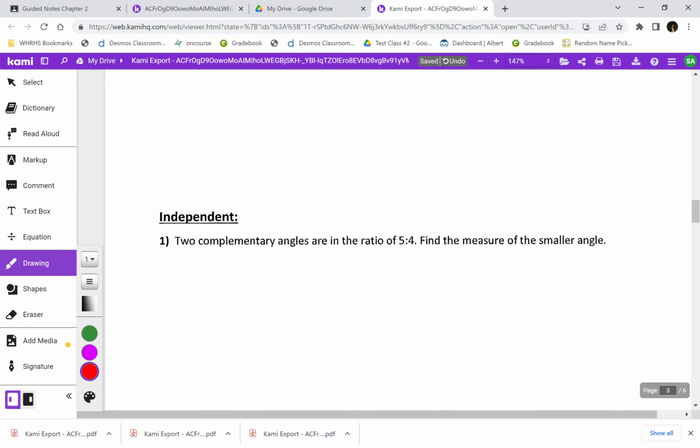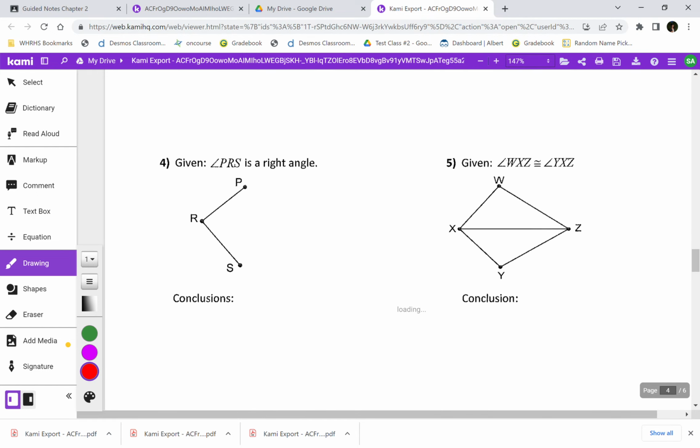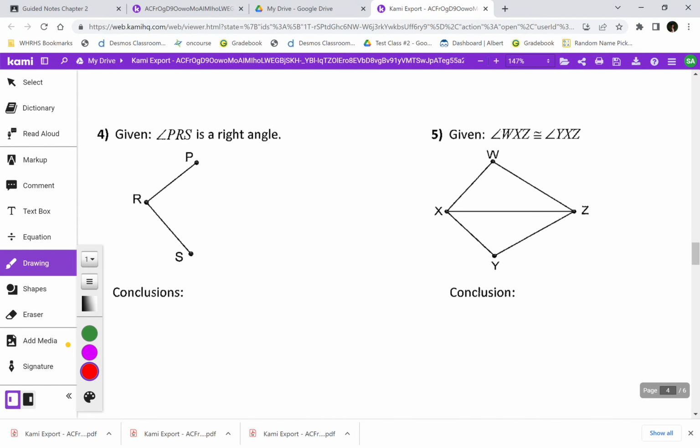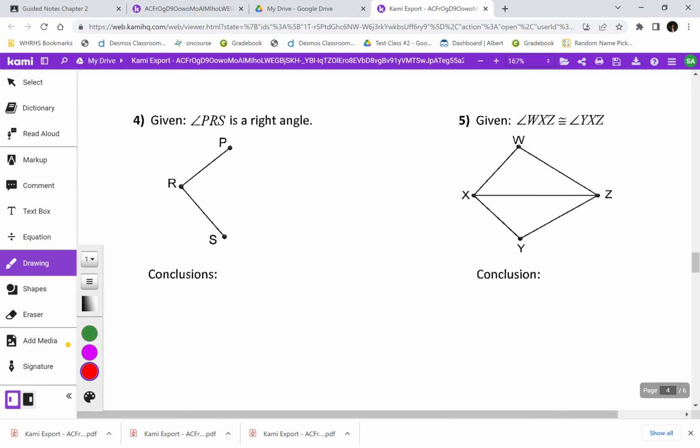I'm going to skip the word problems right now because I think you guys need more help with the conclusions. So let's go to independent number 4. I want you all to come to a conclusion. If they're saying angle PRS is a right angle, you saying angle PRS equals 90 degrees is not the best conclusion. There's another conclusion that I want.